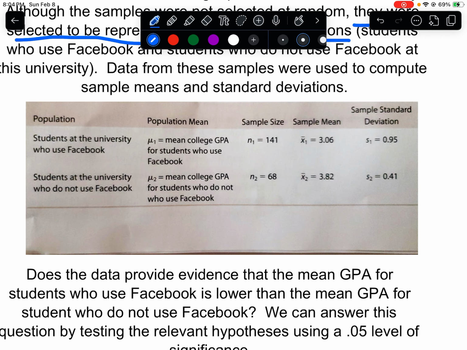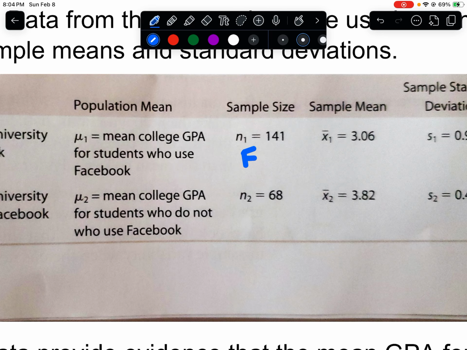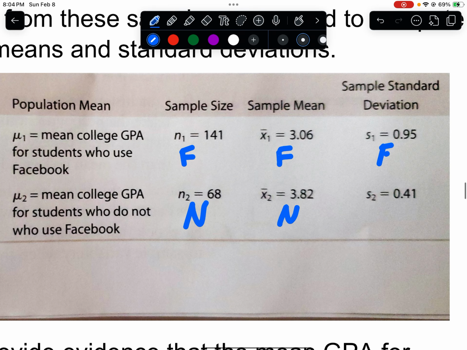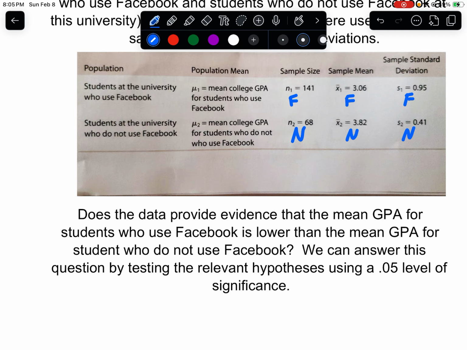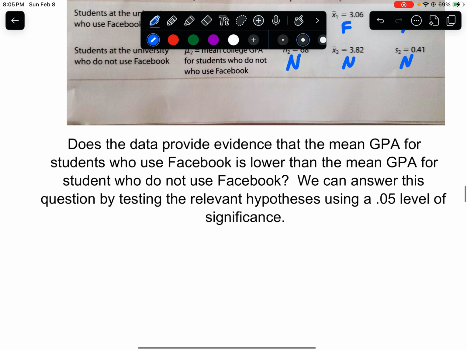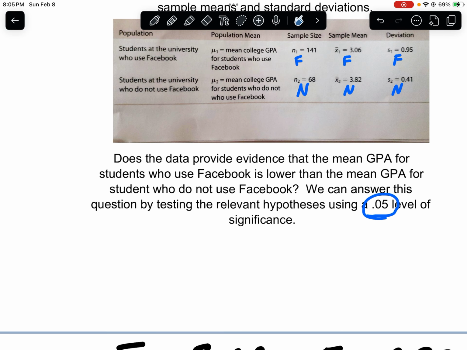Then they gave us this information in a table here. They gave us the sample size for Facebook and not Facebook, the mean, and the standard deviation, which is exactly what we need. And again, we're going to try to determine whether GPA is lower for Facebook or not Facebook, and here they say we want to use a 0.05 level of significance.